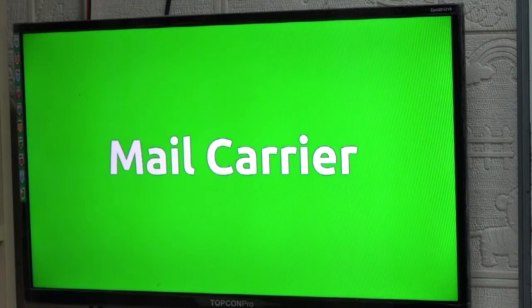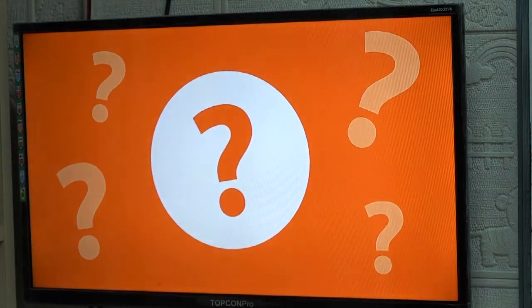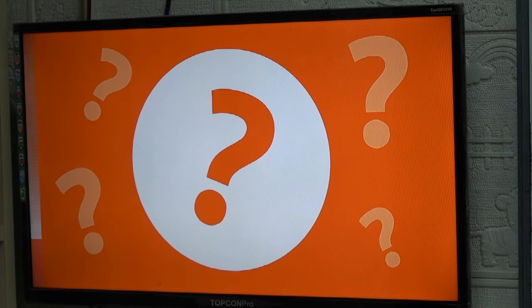Mail carrier. Mail carrier. Mail carriers deliver parcels and letters to people's houses. Sometimes they ride a bike or a moto. Mail carrier. Mail carrier. Let's see if you remember all of them.